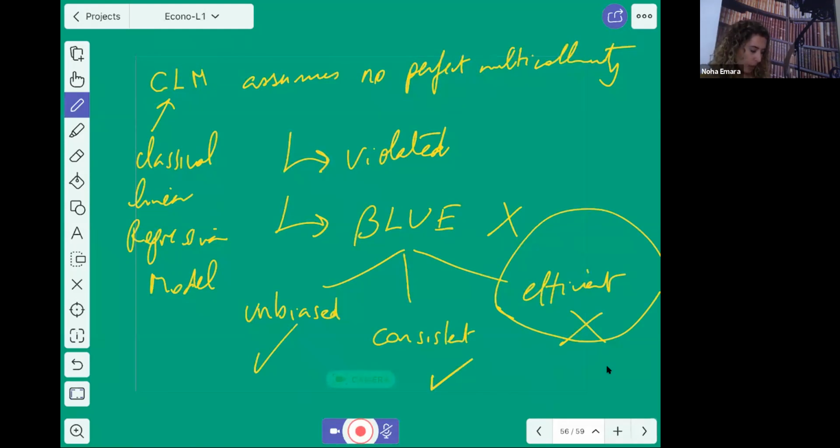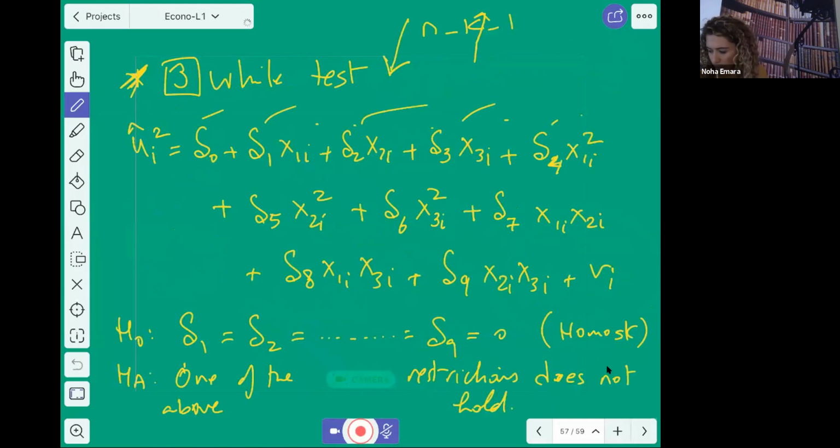So anytime I have multicollinearity, I have to understand that my coefficients will not be accurately estimated, will not be the best linear unbiased estimators, and the main part of the BLUE estimator that is affected is the efficiency of the estimator. So anytime you see me writing multicollinearity, what is this? Wait.